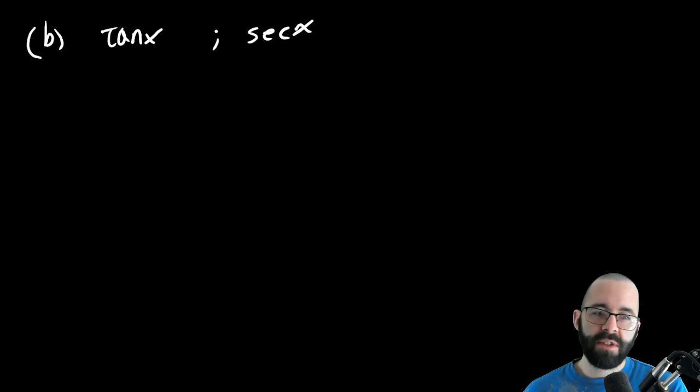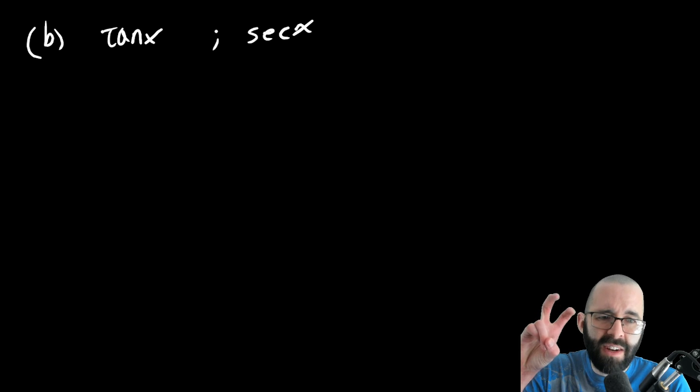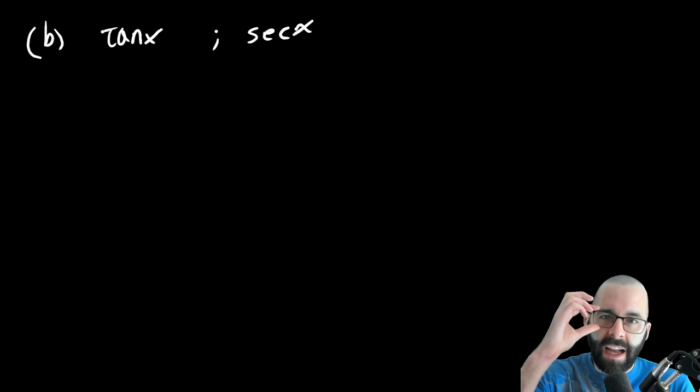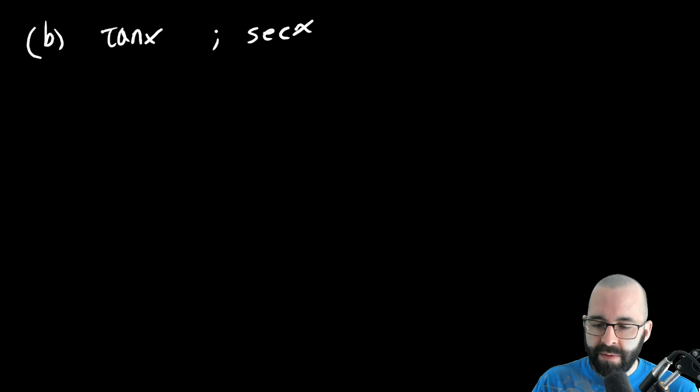Final example of this long video, going to be tangent of x in terms of secant of x. This is just a problem from the book. It's written really weirdly. It just wants you to put tangent of x in terms of secant of x. It doesn't really get simplified, but it is what the book asks you to do. So I want to show it to you.